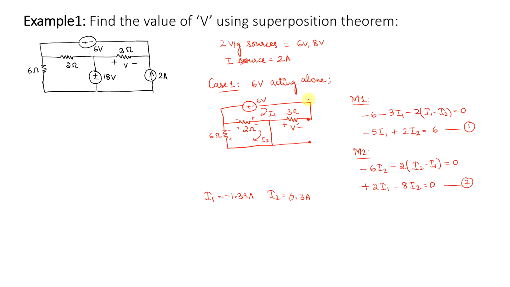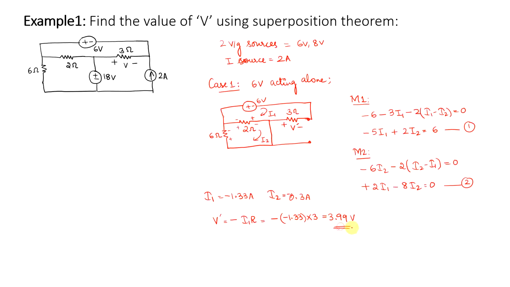So if I have to compute the value of current V dash, what is this voltage V dash? This voltage V dash will be the current multiplied with the resistance, and the current is from negative to positive, so this will be minus of I1 into the resistance that is present here. So this is minus of minus 1.33 into R. The value of R is 3. This is equal to 3.99 volts.